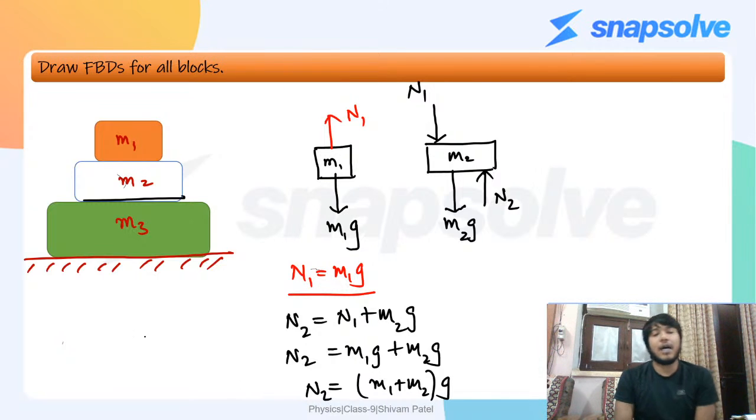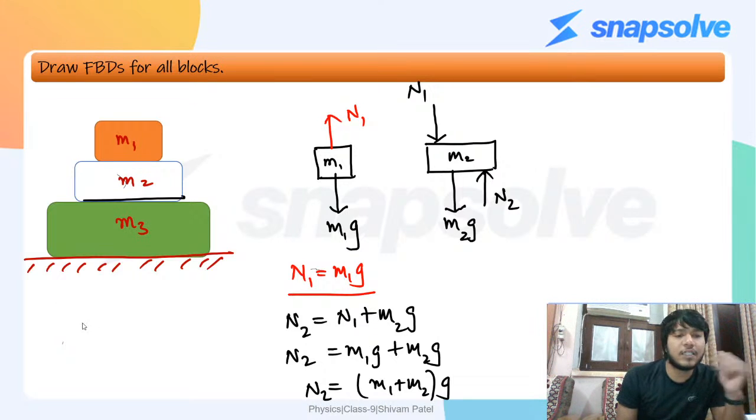Clear? Now, so the free body diagram for m2 is also clear. For m1 is also clear. Anika, is it clear to all? Is it clear to you? And what about Ranjit? Now let's draw the free body diagram for m3, right?